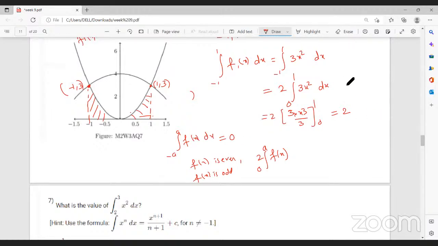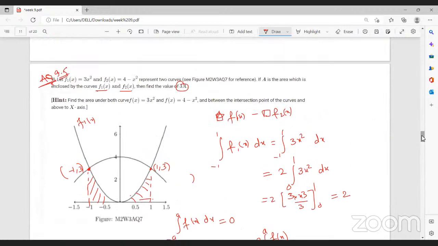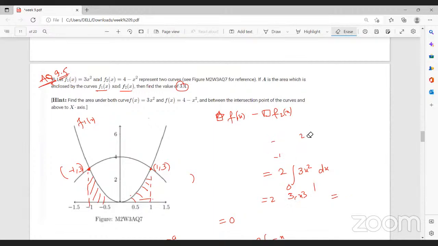Now here, my function is x square, right? That is an even function. So I am writing it as twice of integral 0 to 1 3x square dx. So I will be getting 2. So the area of this f1 of x is 2, right? Now I have to calculate the area under this curve f2 of x. So how to calculate? So I will erase this part. Okay, so area of f1 of x is 2. Now what is area of f2 of x?